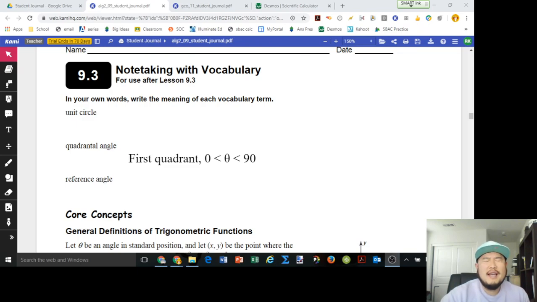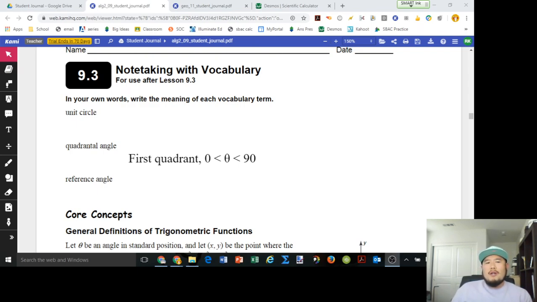All right, we're going to take a look at 9.3 here. We're going to split this up into 2 days, so today will be 9.3a. As we get started, we have three different terms right here: the unit circle, a quadrantial angle, and the reference angle.